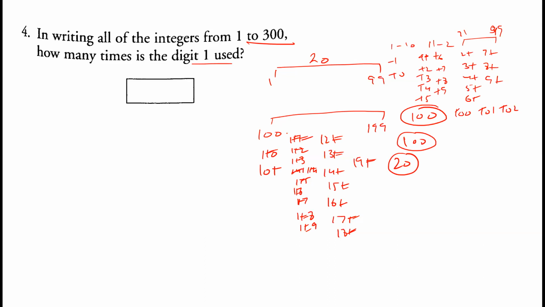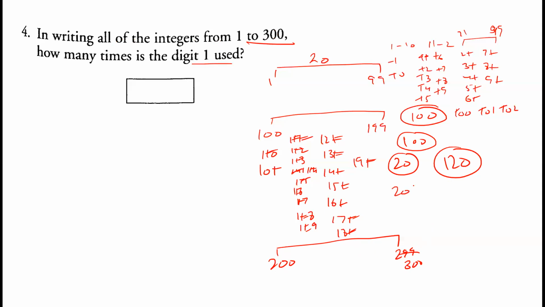So from 100 to 199 we have 120 ones, and from 200 to 299. Now obviously in writing all of the integers from 1 to 300, we can also have this as 300, and we know that in 300 there is no 1. So how many ones will there be between 200 and 300?